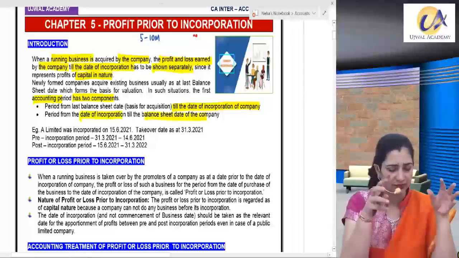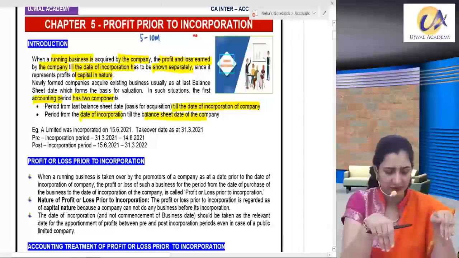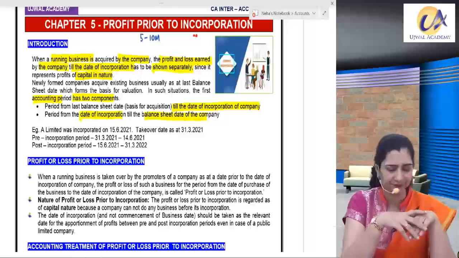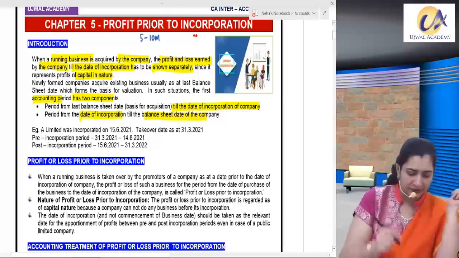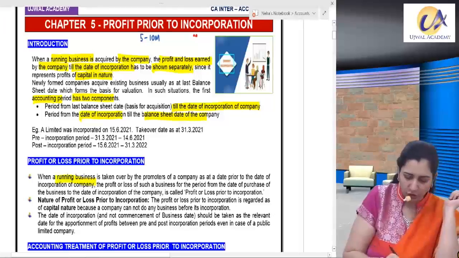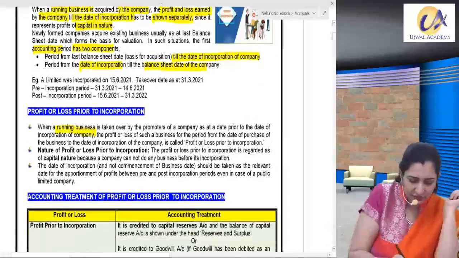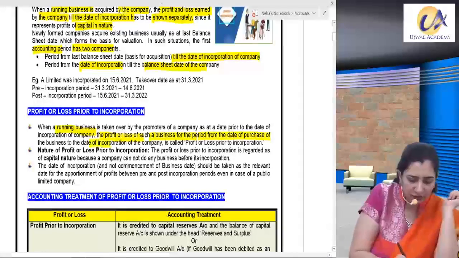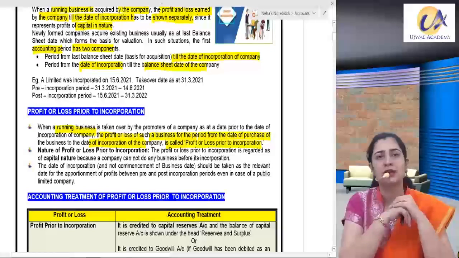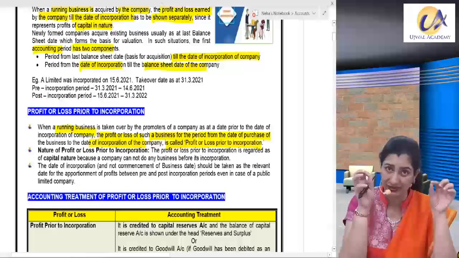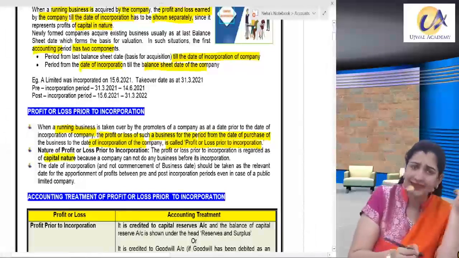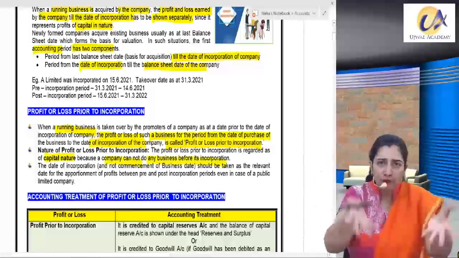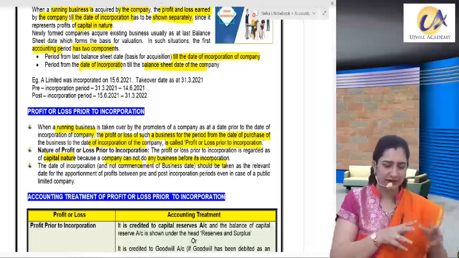We already saw that. So there's another example given here, right? So you can see the pre and post incorporation period, normal that is. Then when running business is taken over, what happens? The profit or loss from that date of purchase of business till the incorporation date is called profit or loss prior to incorporation, right? This is what we have also written. This is capital in nature, but why capital? Because company cannot do any business before incorporation. Why? It is not even formed yet. So it is getting profit. So that is the reason.